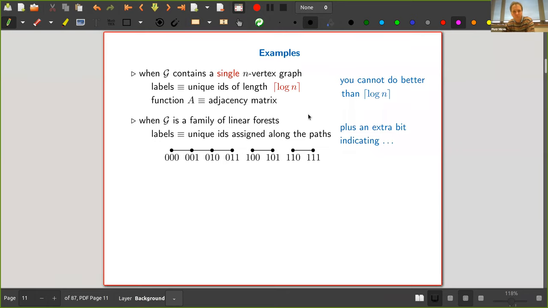Now, let's get to a class of graphs that actually has some more graphs. So let's think about linear forests, so collections of paths. So we're considering here graphs on n vertices, say, that are just collections of paths.